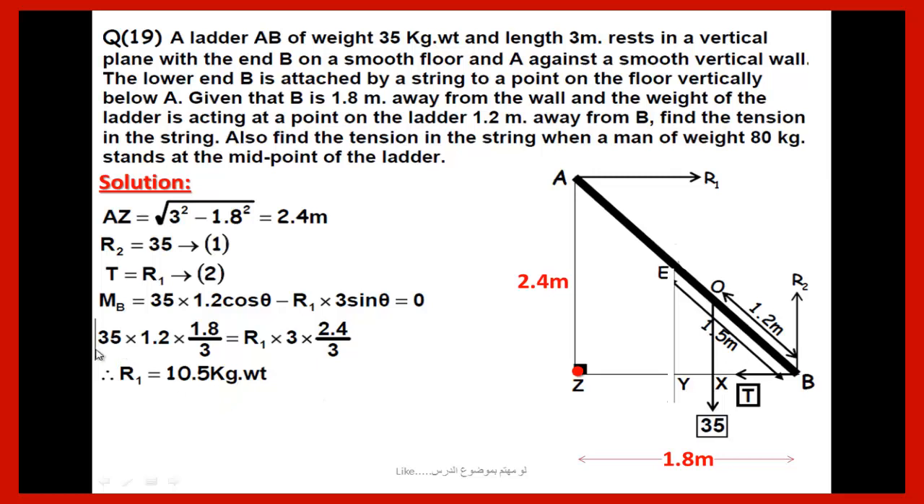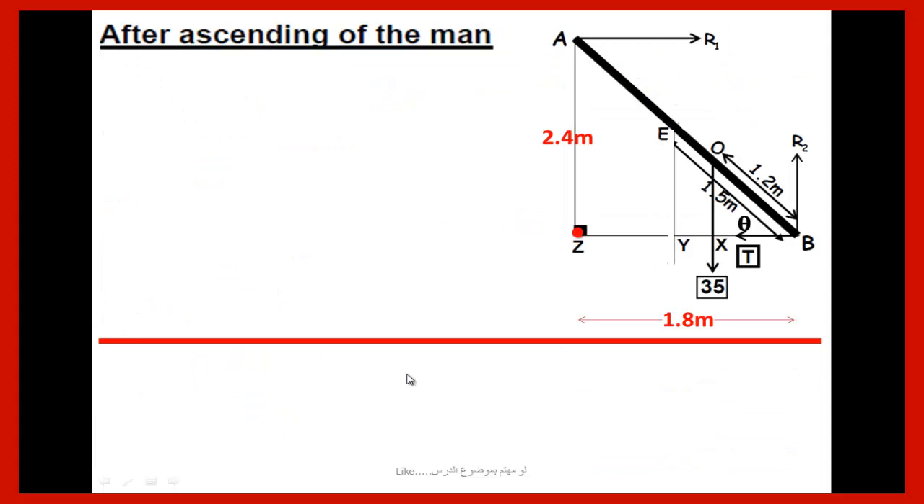By dividing, we get R1 equals 10.5. Then we can deduce that T also equals 10.5 kilogram weight. This is the first requirement. Now the second requirement.